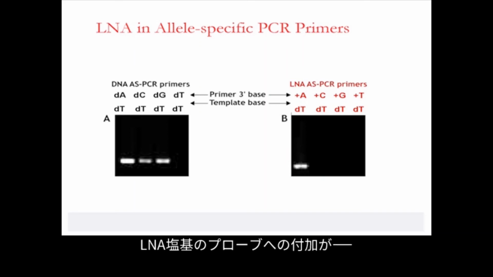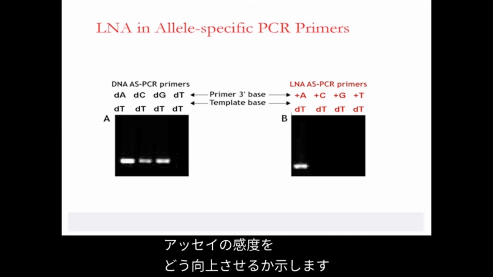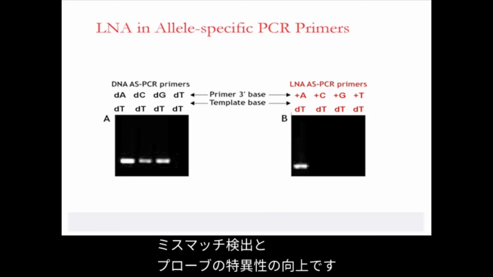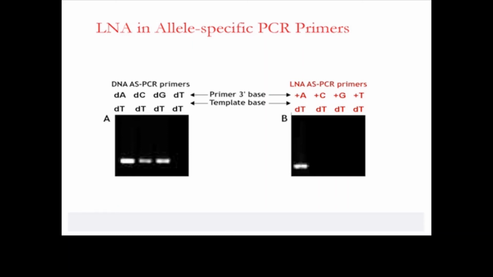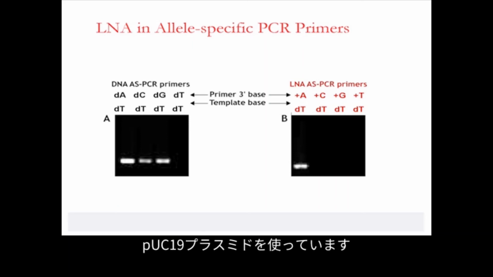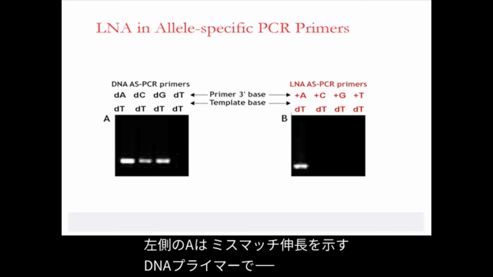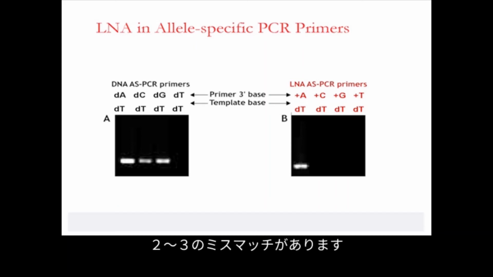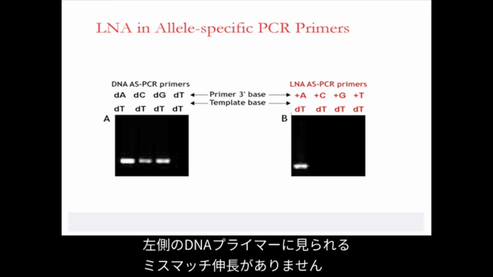This slide shows you how the incorporation of LNA bases into your probe design can help improve the sensitivity of the assays for mismatch detection and improve the specificity of the probe. The gel image shows the DNA versus LNA mismatch extension analysis using the pUC19 plasmid. Panel A on the left shows DNA primers showing mismatch extension in 2 to 3 possible mismatches. Panel B on the right shows PCR primers with a 3' LNA base, eliminating the mismatch extensions seen with the DNA primers on the left.